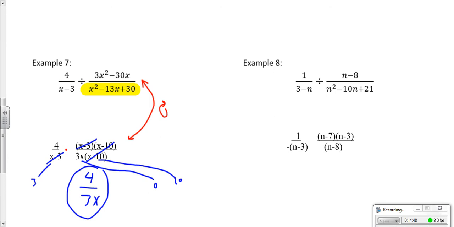And then we factor. So times, now we get n minus 3, n minus 3 is gone, and we're left with an n minus 7 on top. We're left with an n minus 8 on the bottom. But don't forget that negative sitting there, so I put the negative on the outside. I could distribute that if I wanted to, but this is good enough.